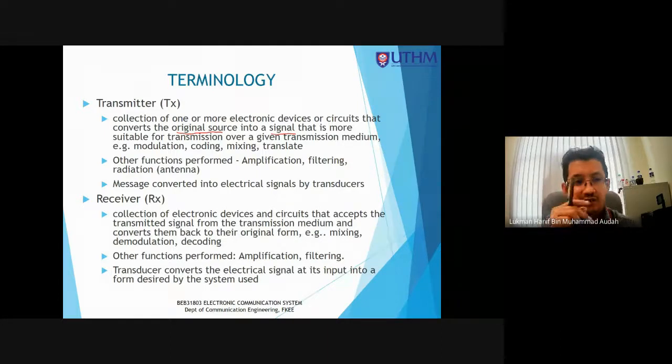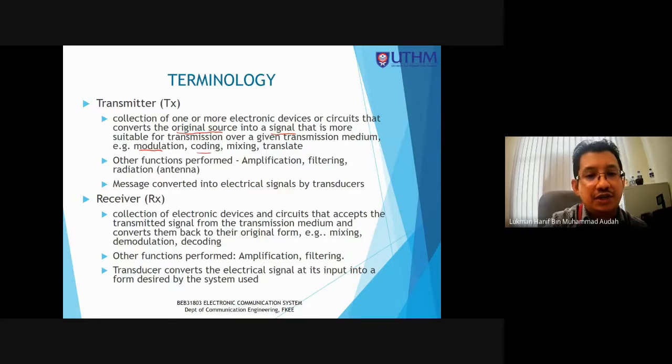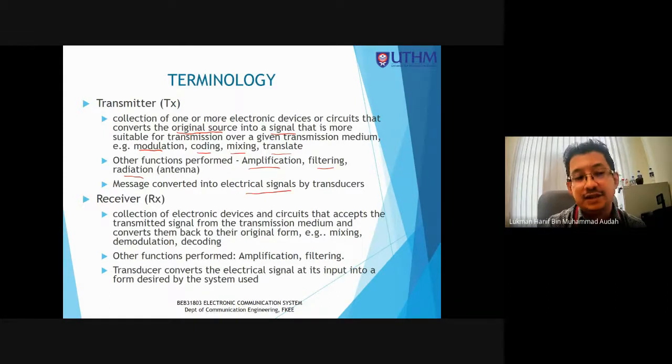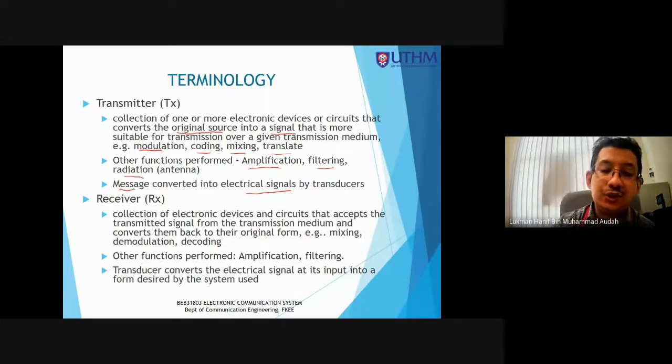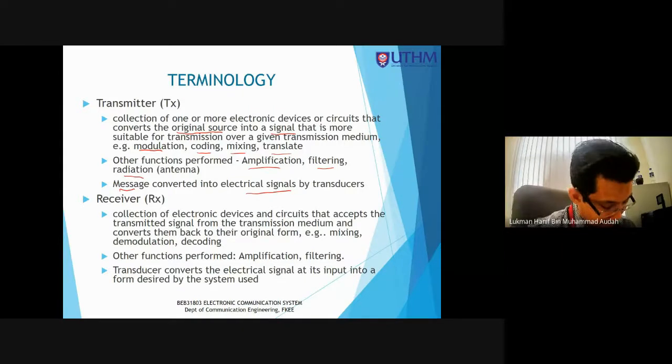Okay, other functions perform amplifications, filtering, radiation. So ni ada proses yang berlaku dalam transmitter: modulation, coding, mixing, translate. So another function is amplification, filtering, and transmit, radiation. So we convert the message into an electrical signal. Tadi daripada message voice contohnya kepada electrical signal, contohnya adalah gelombang elektromagnet.